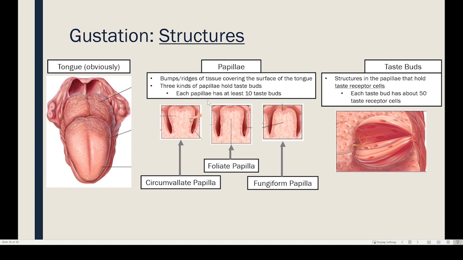But each papilla itself will have at least 10 taste buds, and we have 3 different kinds called the circumvallate papilla right here. Here's a foliate papilla and fungiform papilla. And remember, lining some of the sections of these papillae are taste buds. So taste buds are the structures in the papillae that hold the taste receptor cells. So they're these barrel-looking structures here. Some of these cells are just structural cells, but some of them are taste receptor cells. And each taste bud will have about 50 of these taste receptor cells in it.